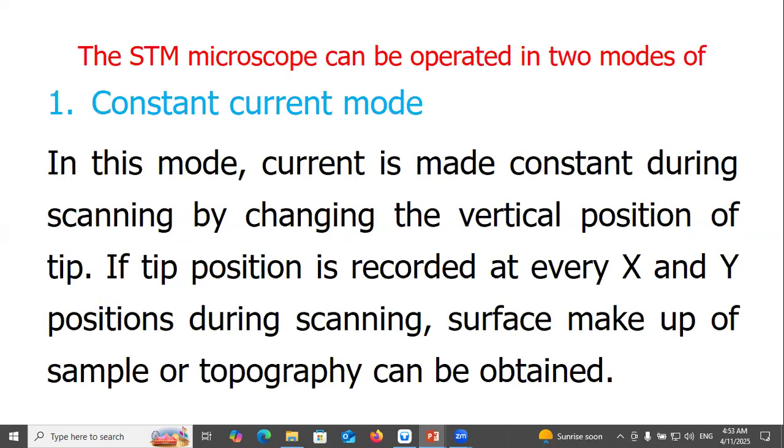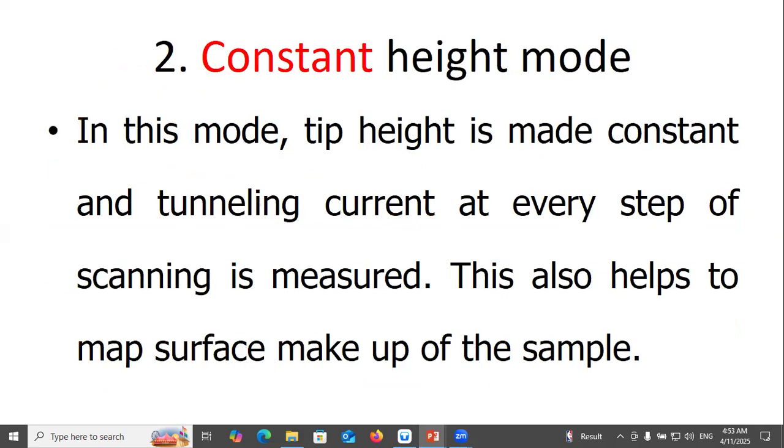The scanning tunneling microscope can be operated in two modes. Constant current mode: in this mode, current is made constant during scanning by changing the vertical position of the tip. If the tip position is recorded at every X and Y position during scanning, surface makeup of the sample, or topography, can be obtained.